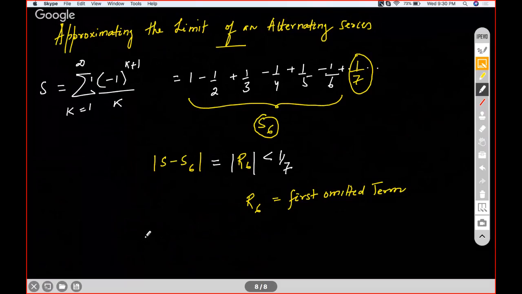Are you getting this fact? Yeah. Okay, I'll try to explain this with a simple example.